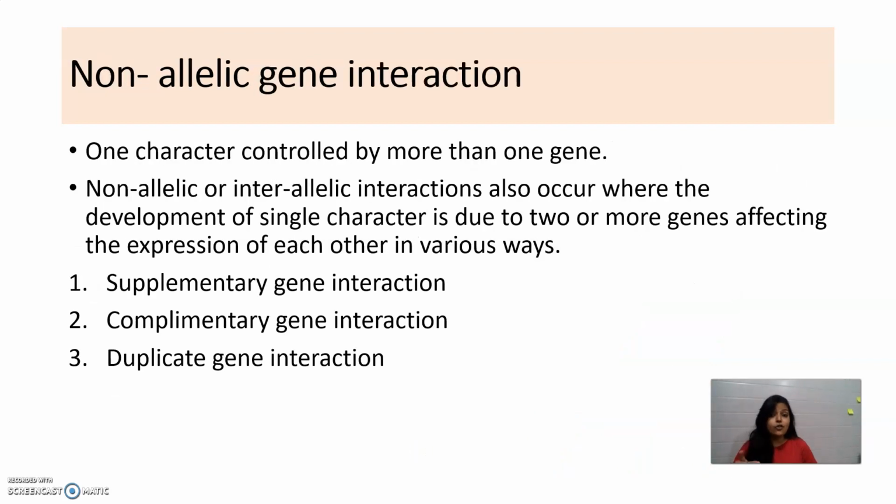Let's proceed forward towards the non-allelic gene interactions. As the name suggests, these gene interactions result not from allelic genes but from genes other than the alleles. This means 2 or more genes affect the expression of each other. The examples are supplementary gene interaction, complementary gene interaction, and duplicate gene interaction. That's all for today. We'll be studying this in our further videos, taking each interaction one by one.